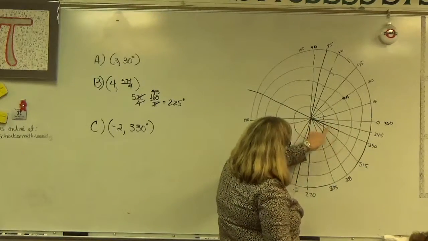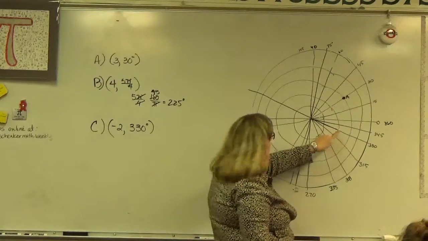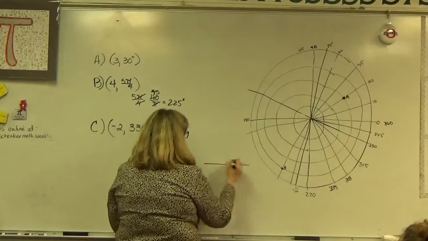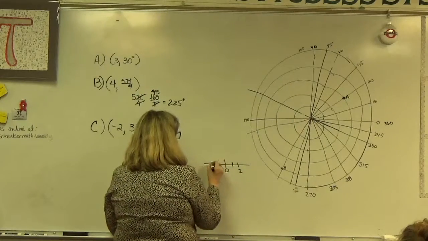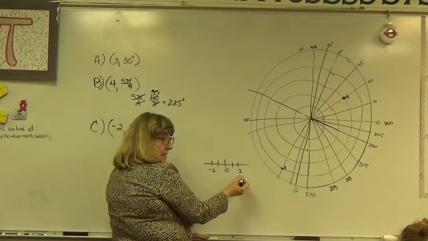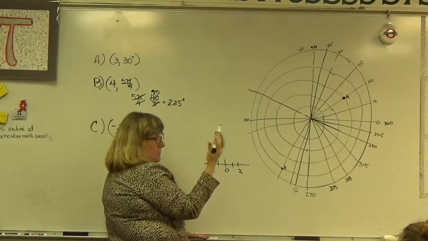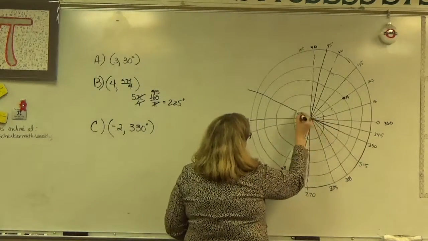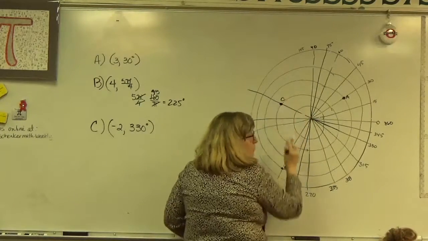Normally, 2 radiuses would be out 2. But you'd go the opposite direction, just like you would if I graph on the number line. Here's 2 and here's a negative 2. So to graph a negative 2, don't I go the opposite direction? It's the same principle. So here, instead of going this 2, I go back 2. So that would be my point C.